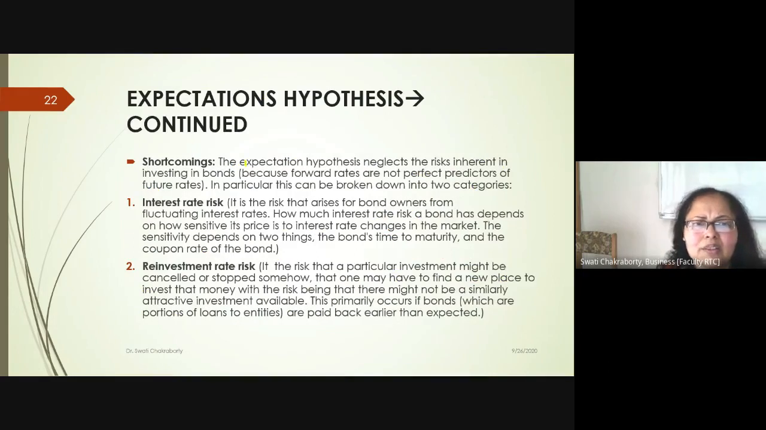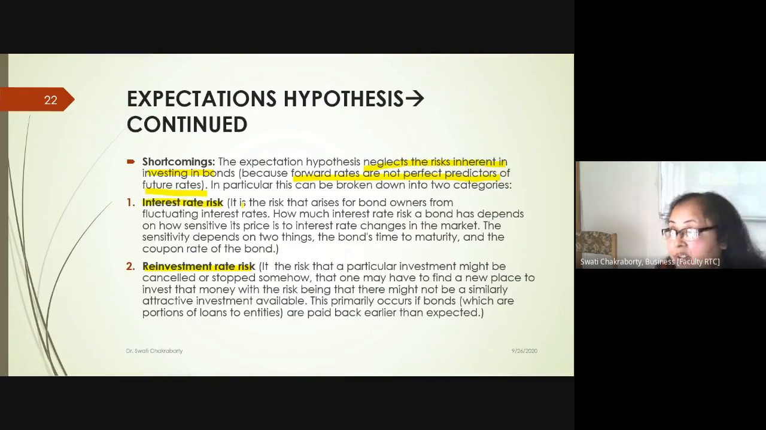So the shortcomings of the expectation hypothesis: it neglects the risk when you invest in bonds, because forward rates are not perfect predictors of the future rates, right? So when we talk of these risks, as I was telling you earlier, there are two types of risk: interest rate risk and reinvestment rate risk. We'll explain what this is. There are two types of risk which the expectation hypothesis neglects.